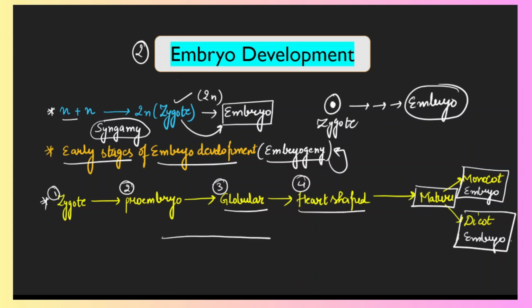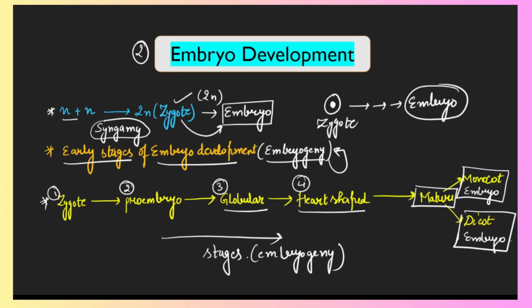So these are all the early stages of the embryo development, which is also called the embryogeny. These are all the events that are going to occur during the embryo development.